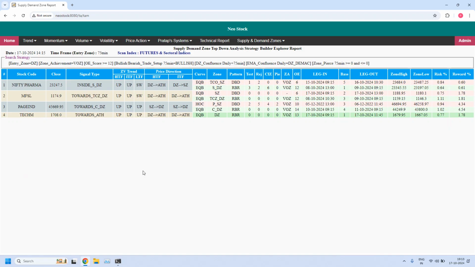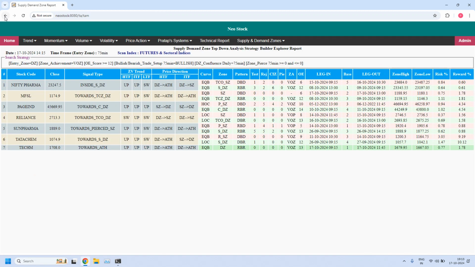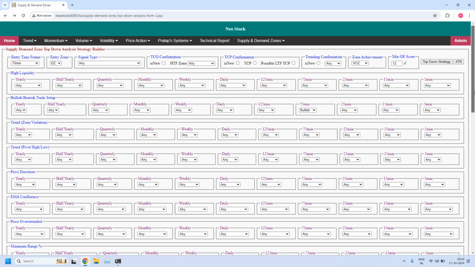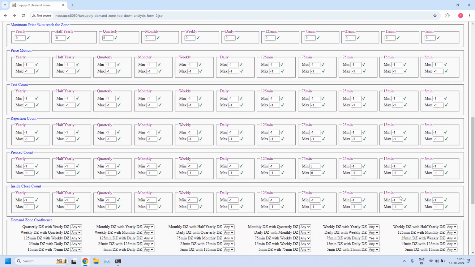Okay. Next, let us look for LTF, ITF, HTF confluence. Earlier, 7 stocks were filtered with ITF and LTF without the EMA filter. 7 only, right? Yeah, 7. In these 7, how many even have HTF confluence? So we need to set the additional filters.